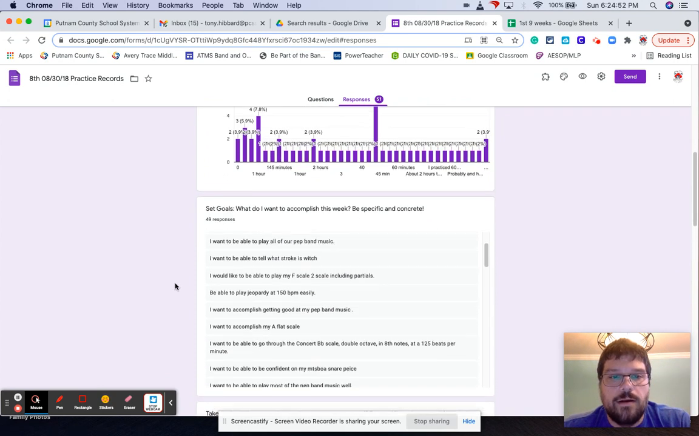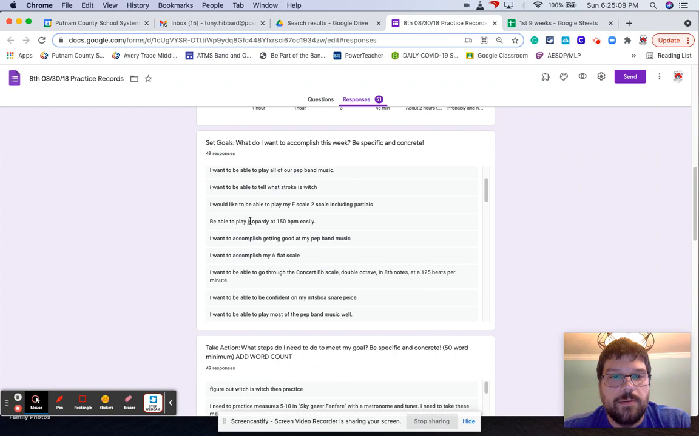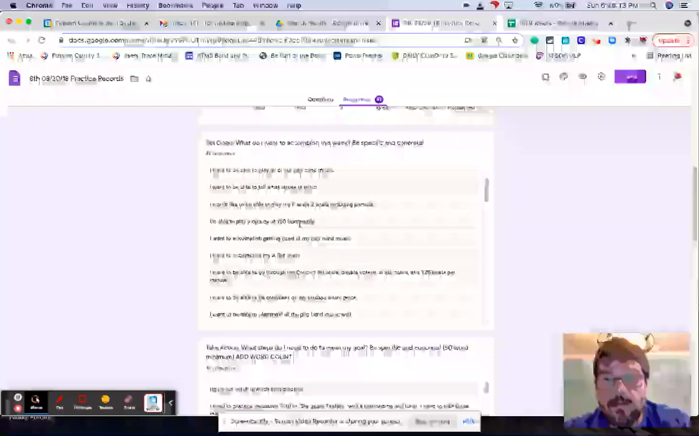And here's where the goals are, and we can just go through. I want to be able to play all of our pep band music. Okay, that's not really measurable. I would like to be able to play my F scale, 2 scale. I would probably mean 2 octaves. I don't know what they were saying there. Here we go. I want to be able to play Jeopardy at 150 beats per minute easily. Okay, that's a little bit more measurable.